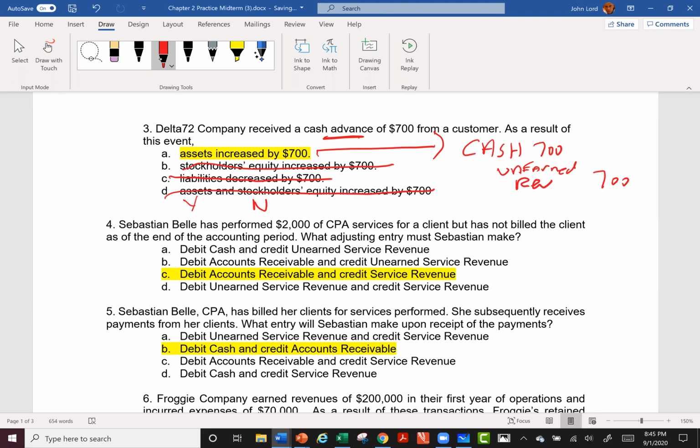I don't use all of the above. I don't use none of the above on my questions. In my exam, there's one right answer. I don't like all of the above. I don't like none of the aboves. And so the answer here is what? Assets increased by 700.